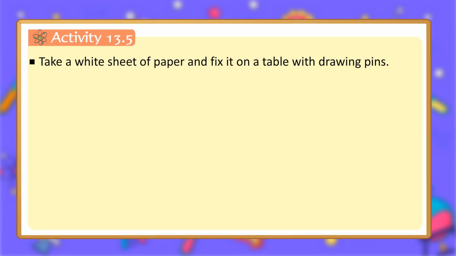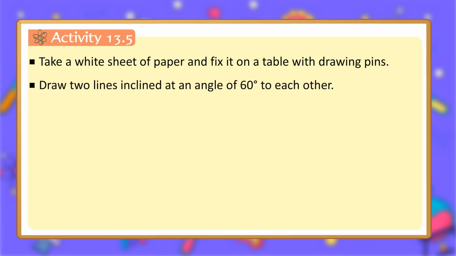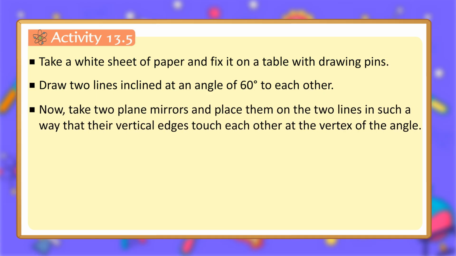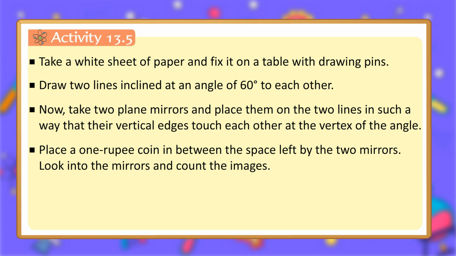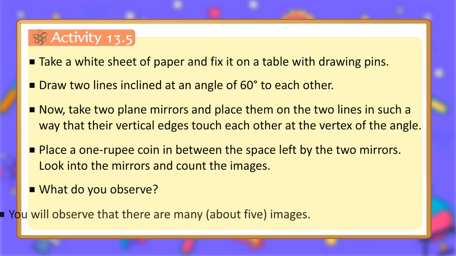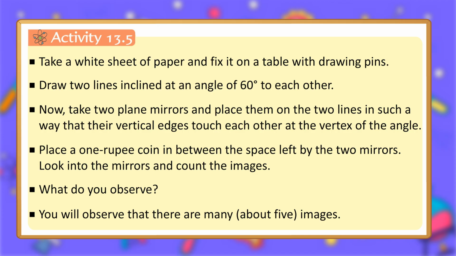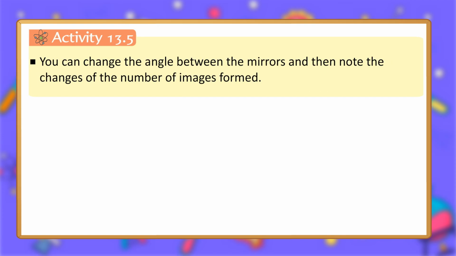Activity 13.5. Take a white sheet of paper and fix it on a table with drawing pins. Draw two lines inclined at an angle of 60 degrees to each other. Now, take two plane mirrors and place them on the two lines in such a way that their vertical edges touch each other at the vertex of the angle. Place a 1 rupee coin in between the space left by the two mirrors. Look into the mirrors and count the images. What do you observe? You will observe that there are many, about 5, images. You can change the angle between the mirrors and then note the changes in the number of images formed.